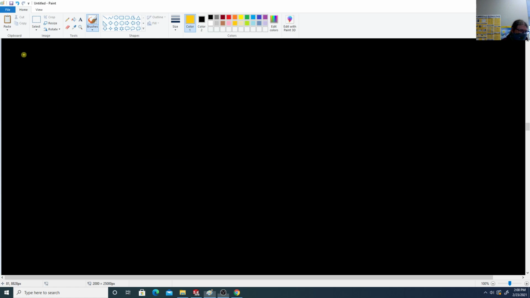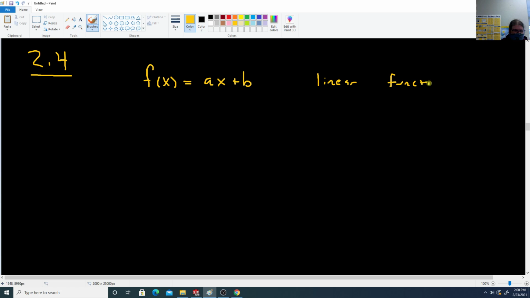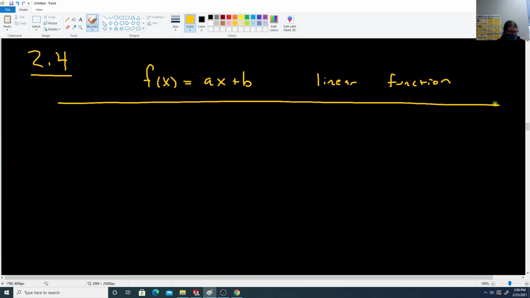All right, so we're going to move on to section 2.4. This is all about linear functions. A linear function is a function of the form f of x equals ax plus b. This is a linear function. Some of you may note this is the same form as f of x equals mx plus b. And basically, if you plot these linear functions, their graphs will be lines.